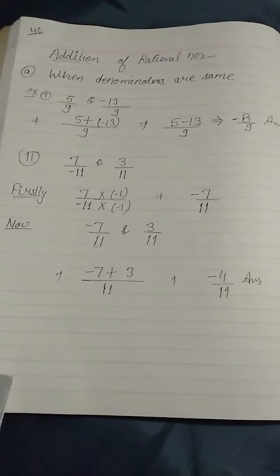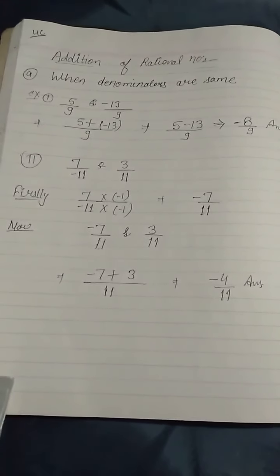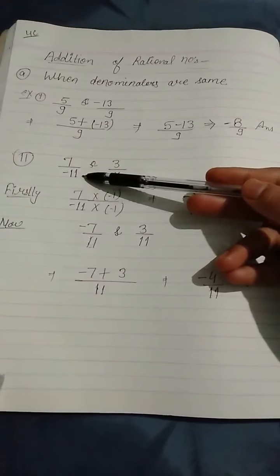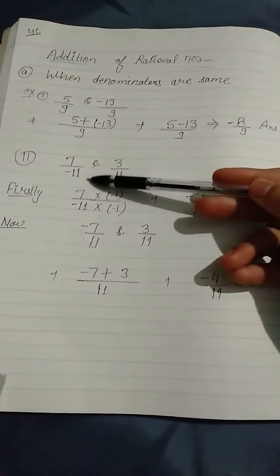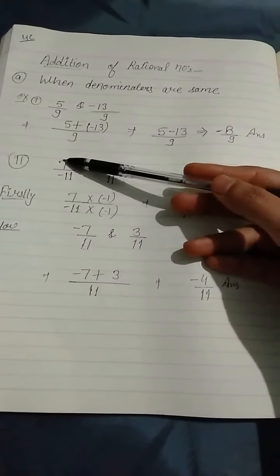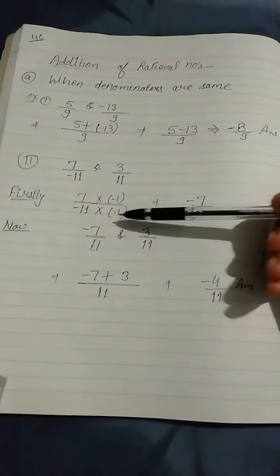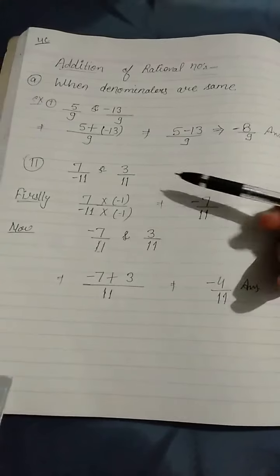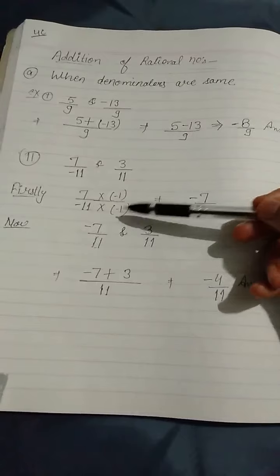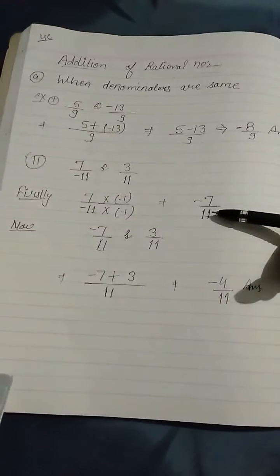Next is 7 upon minus 11 and 3 upon 11. Now we already see here that the denominator is negative. This can't be, so we will change it into positive. To change into positive, we will multiply 7 upon minus 11 with minus 1. So 7 times minus 1, 11 times minus 1. So 7 times 1 is 7 minus 7, 11 times 1 is 11, minus and minus plus. So this has become minus 7 upon 11.